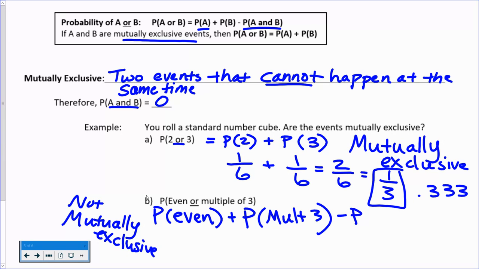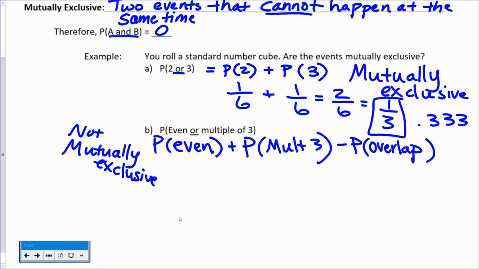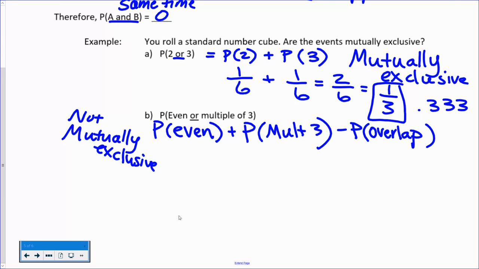So now I'm going to need the probability of that overlap situation, the probability of even and a multiple of 3. So first, let's find the probability that it is an even number. 2, 4, and 6 would be my even numbers. So there are 3 of them out of the 6, plus a multiple of 3 would be 3, 6, 9, 12. So 3 and 6 are my only options. So there's 2 out of 6.